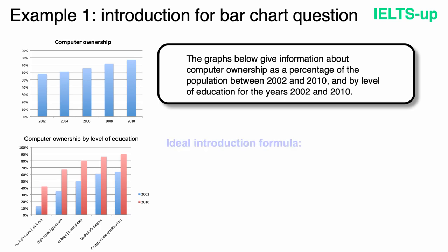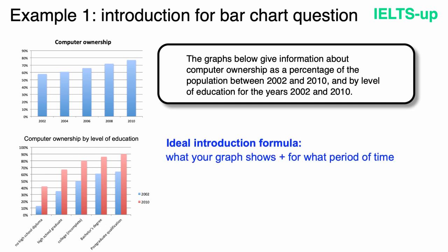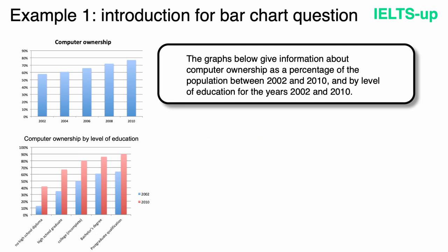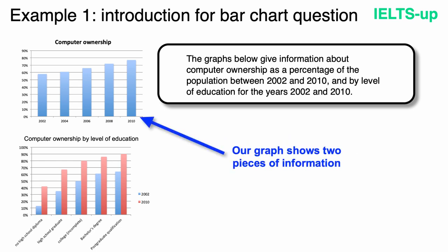Alright, remember our ideal introduction formula. Write what your graph shows and for what period of time. In this case, the graph shows 2 pieces of information. A. Information about computer ownership as a percentage of the population. And B. Information about computer ownership by level of education. And the time period is years 2002 and 2010.